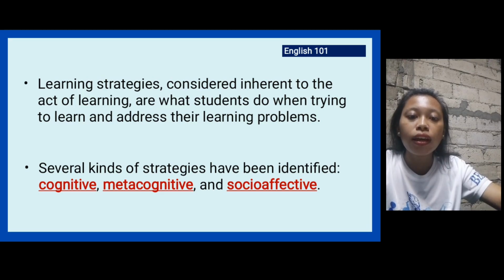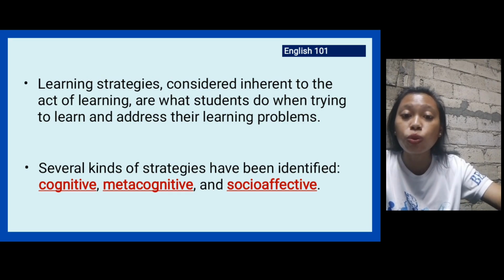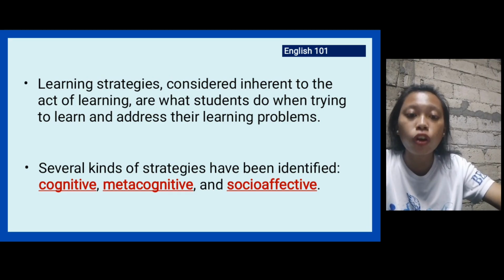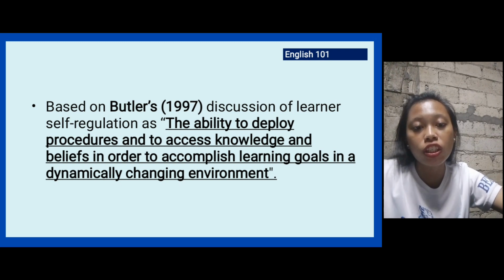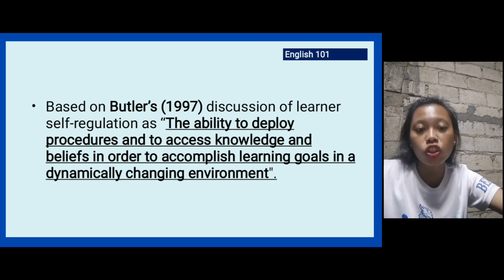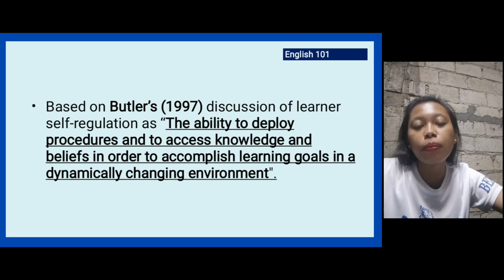Research shows that successful language learners use metacognitive strategies the most. They think about their learning, plan what to do, and make smart choices to reach their goals. Based on Butler's 1997 discussion of learner self-regulation as the ability to deploy procedures and to access knowledge and beliefs in order to accomplish learning goals in dynamically changing environment.